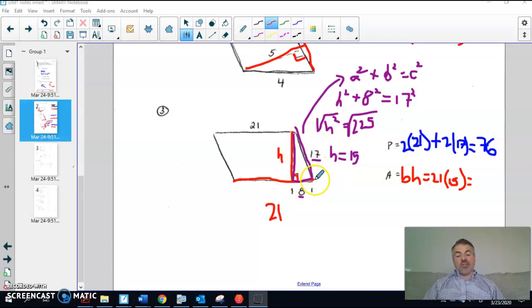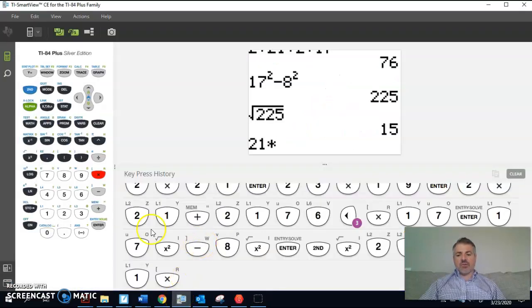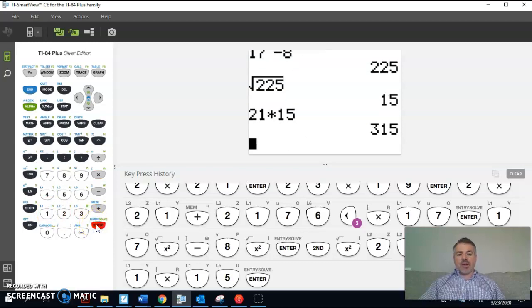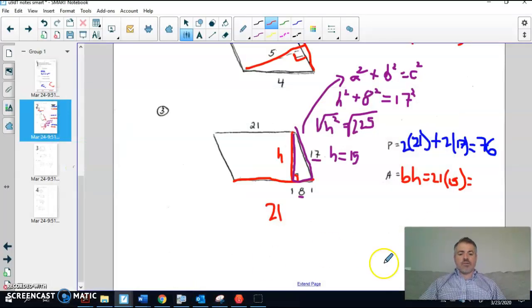So I used this right triangle that it was a part of, along with a squared plus b squared is equal to c squared. And we solved that for the missing height, and that worked out to be 15. So now once I had that, I had the base and the height. So when I multiply those together, that'll give me the area. So I do on my calculator 21 times 15, and that'll give me the area of the parallelogram at 315 square units. So that's 315 for the answer here.